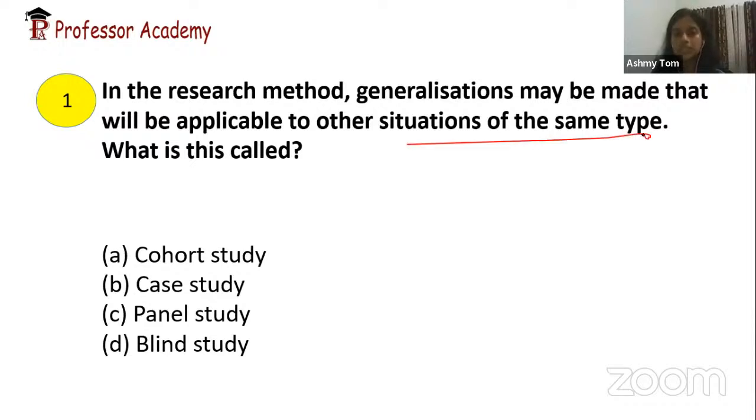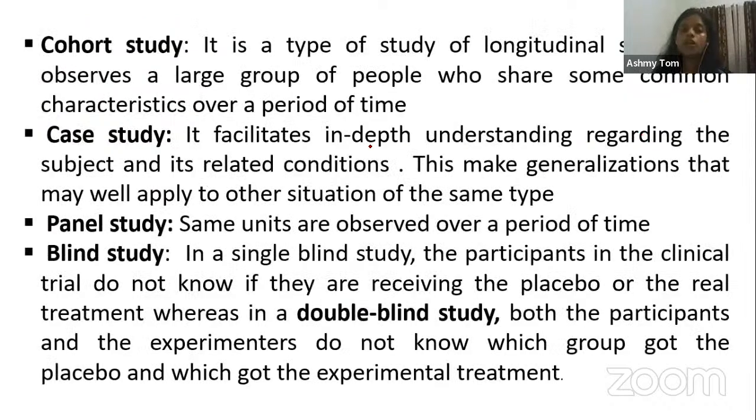So if the situations are the same, how can we generalize things? Out of all these research methods, which will give the same generalization if the same type is reflected in the other area also, the other case also? So let's see what it is all about. First one, what is cohort study? We have already seen a detailed description of different research methodologies, the different types of research, in our classes, but let's see according to this question.